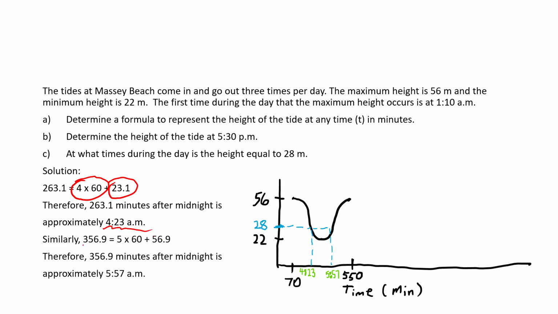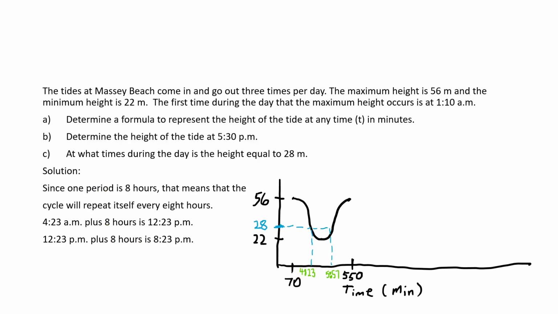And similarly, 356.9 is equal to 5 full hours after midnight, plus an additional 56.9 minutes. So that's actually equal to 5:57 a.m., roughly. So we want to be able to figure those out. So we're basically hitting the height in question at 4:23 and 5:57 a.m.